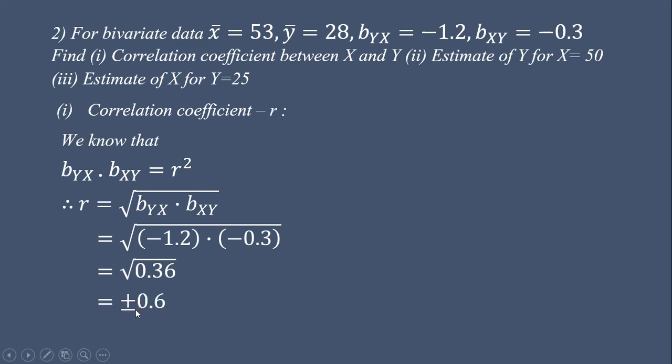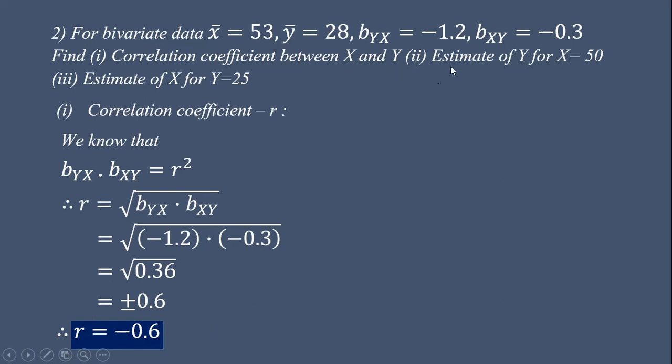But out of these two signs, we have to choose the appropriate sign. Since byx is negative and bxy is also negative, r must be negative. We have seen that the signs of byx, bxy and r are the same. These three have the same sign. So r is minus 0.6. Okay, so we get the correlation coefficient r is equal to minus 0.6.